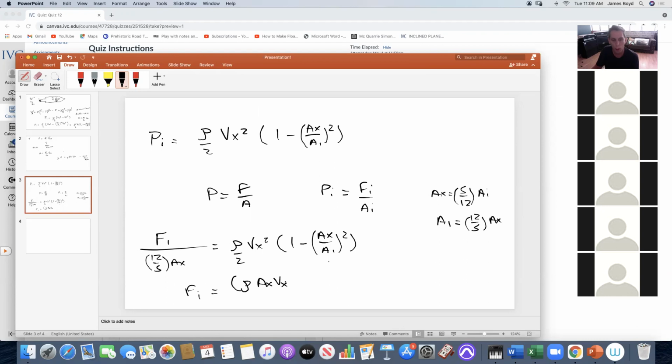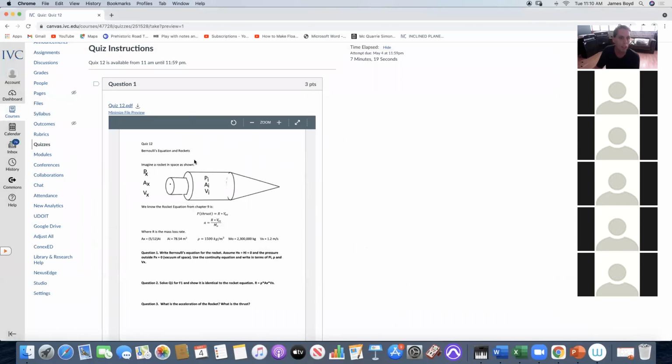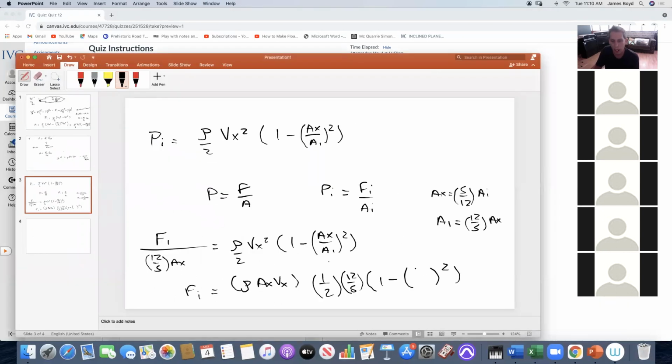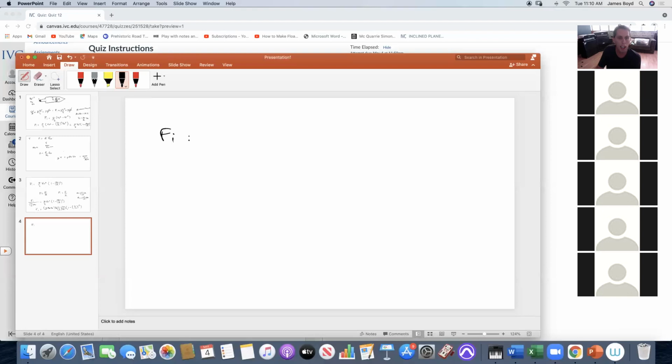So rho times A_X times V_X, over 1/2 times 12/5 times 1 minus, and I'm going to do something really fast here. A_X over A_I, if you look, would be 5/12. So A_X over A_I is 5/12 squared. This part right here is also times V_X, V_X and V_X, V_X squared, rho, and the A_X I moved up. 12/5 I moved up. So that leaves me with F_I is R.